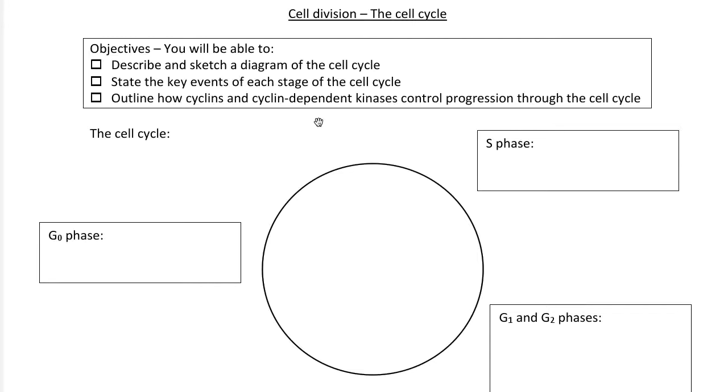This lesson is about the cell cycle. You'll be able to describe and sketch a diagram of the cell cycle, state the key events of each stage of the cell cycle, and outline how cell cycle control is facilitated by cyclins and cyclin-dependent kinases.